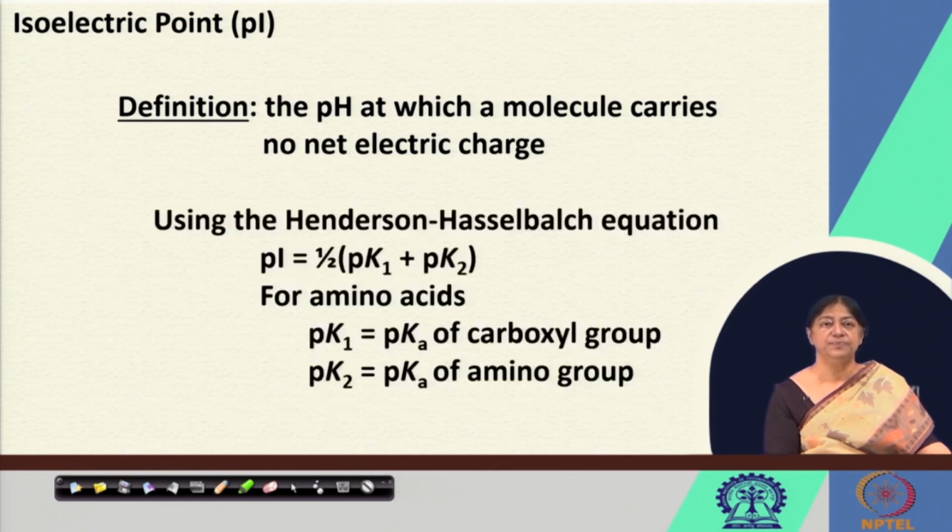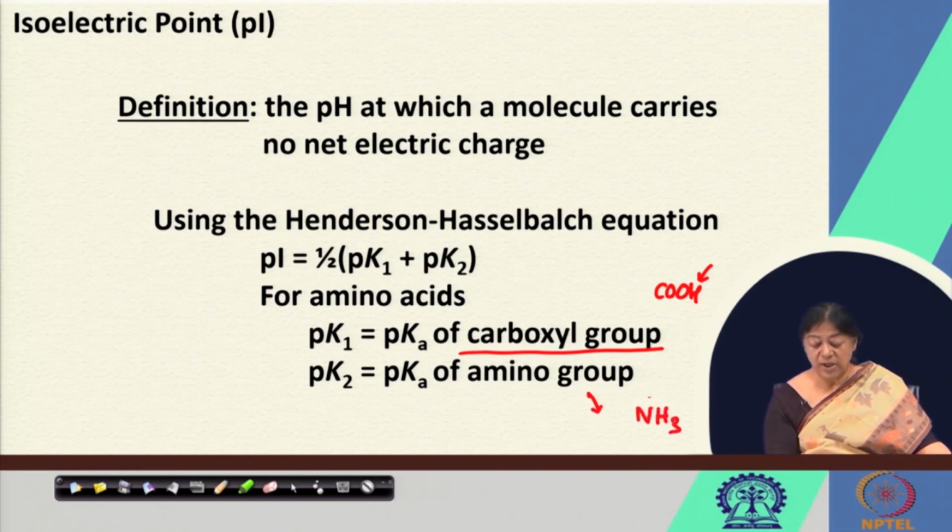So, using the Henderson-Hasselbalch equation, we know that each amino acid has an amino group and a carboxyl group, and we are going to find the isoelectric point, which is the average of pK1, the pKa of the carboxylic group where the COOH proton is lost, and the pK of the amino group, the NH3+, where this proton is lost.